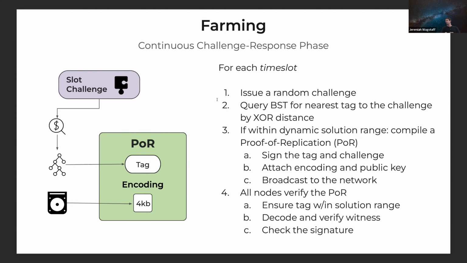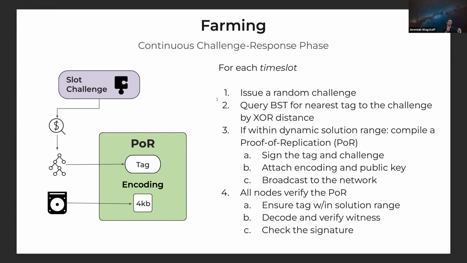Then you would pull out the tag. It would reference the encoding. You'd read the encoding from your plot, and you would generate this proof of replication. You'd also sign it to show that it's linked to the identity, prove the ownership of the key, and then you distribute this to the network. And everybody can very easily verify this. They just run the decode algorithm using the public key. It's about 1,000 times faster than the encode.